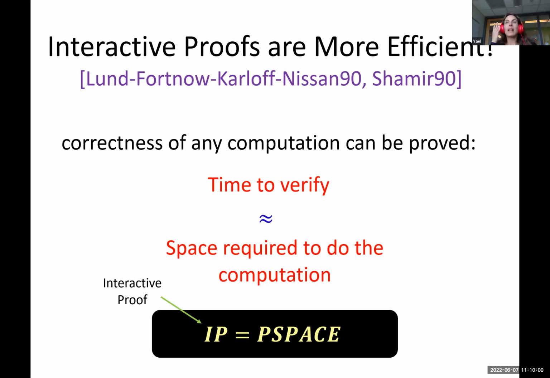So with classical proof, you can prove the class NP. That's the definition of the class NP. With interactive proof, you can prove any language in PSPACE. PSPACE is all the computations that can be done using polynomial space. So interactive proofs are much, much more powerful. Okay, more expressive. Questions?